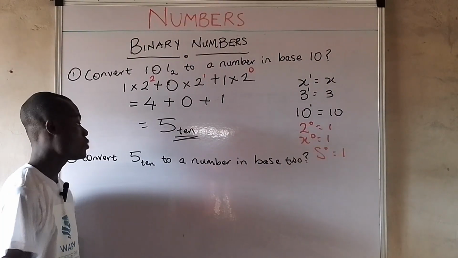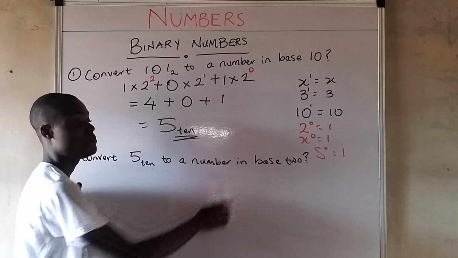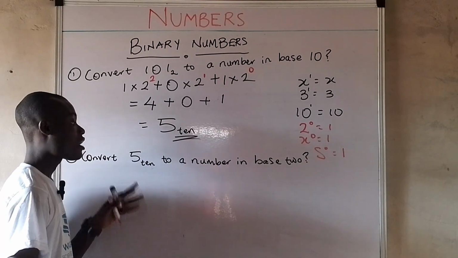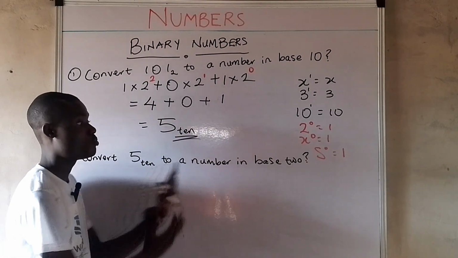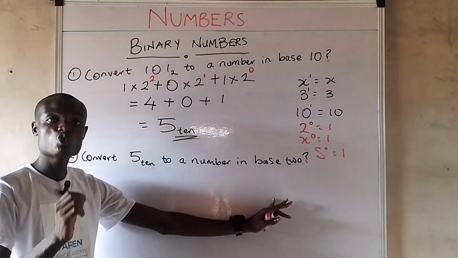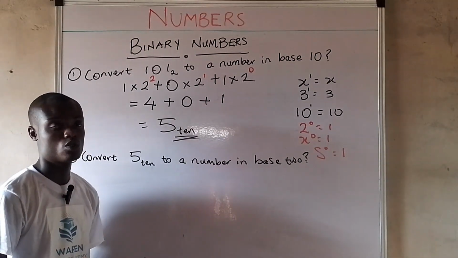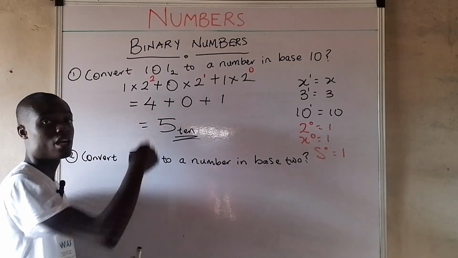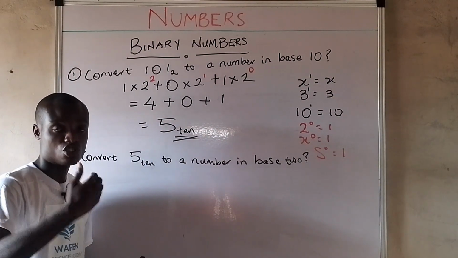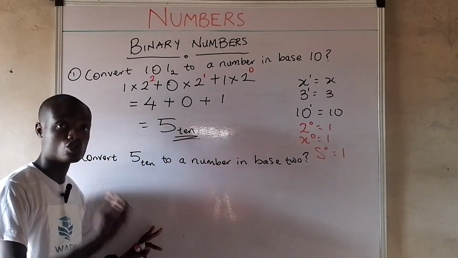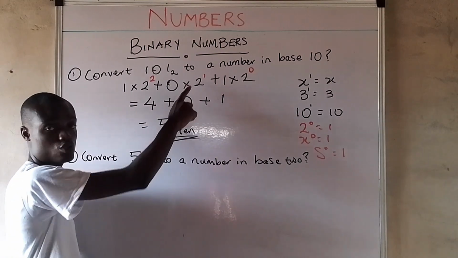So in question 2, we have to convert 5 in base 10 to a number in base 2. When we are converting a number from base 10 to base 2, we are going to do what we call continuous repetitive division. Unlike this case where we were multiplying continuously, we are going to be dividing continuously because it is the reverse of this other one.